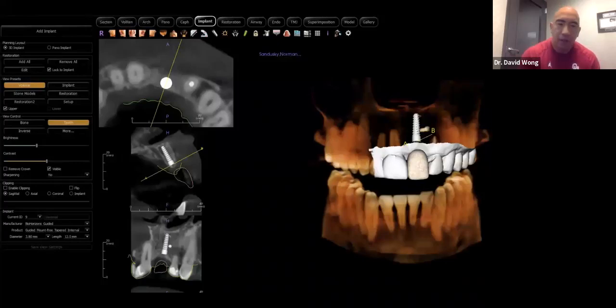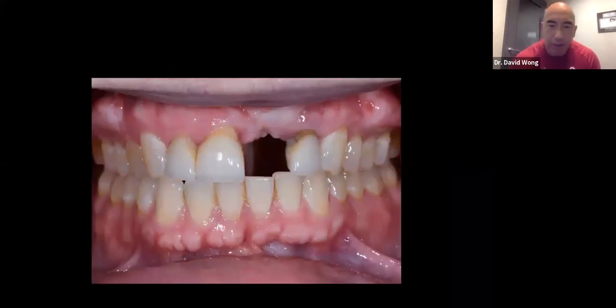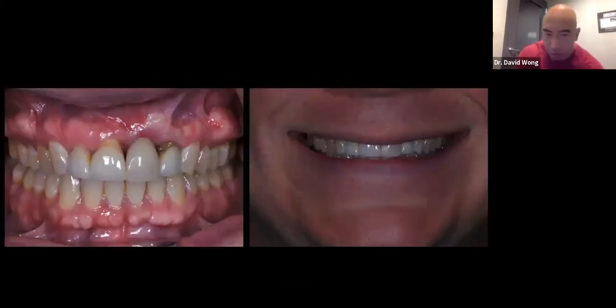And here we go with the surgery. Implant goes in pretty uneventfully, and then here we are healed up. We went ahead and covered the implant, so it's a two-stage approach. And then at this point right now, this patient is just presently in a provisional restoration, and his oral hygiene is still terrible, but it's fine.